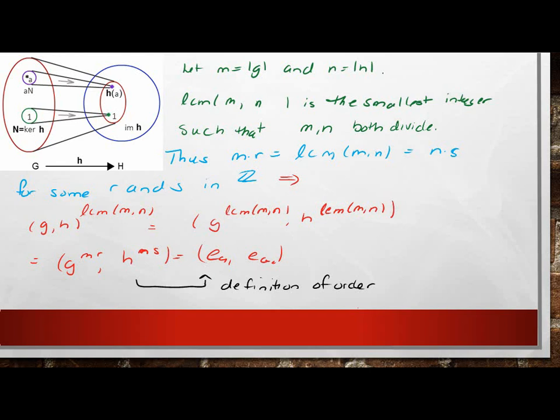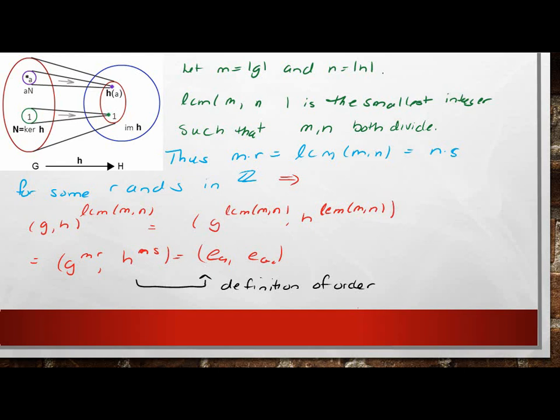So from that, if I take (G, H) and raise it to the LCM, well, what's the definition of raising to the LCM? You're doing it separately for each component. So this is just the definition of the direct product. And then, because this is the order of G and this is the order of H, and multiples of orders turn it back to E as well, we get the identity back here. So that's by definition of order.